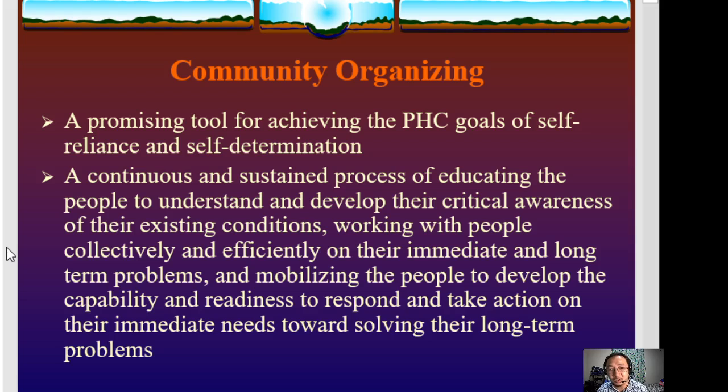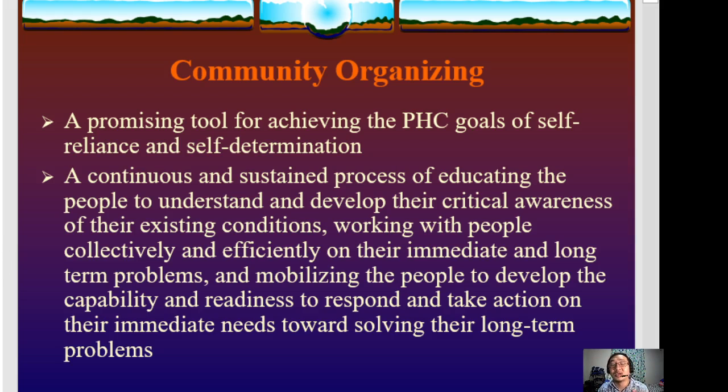This is a continuous and sustained. Okay? So, ibig sabihin nito, tatagalogin natin, tuloy-tuloy ito. It's continuous and sustained, ibig sabihin hindi siya magfa-falter, hindi siya mag-end dapat. Hindi dapat siya mahihinto. Yun dapat yung prinsipyo ng community organizing, continuous sustained development. Okay? Reaching different levels of community development.